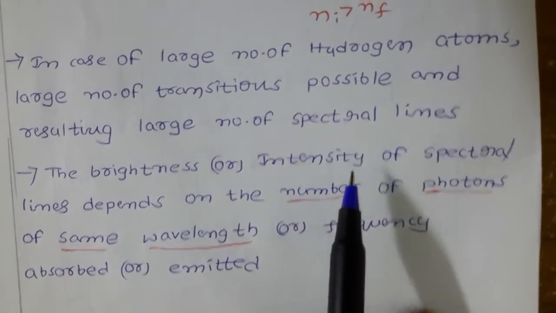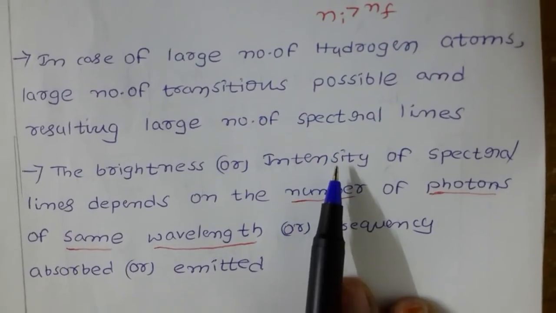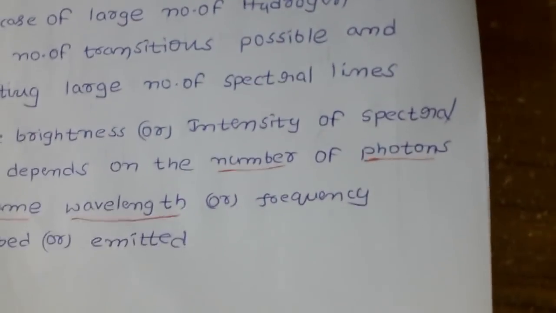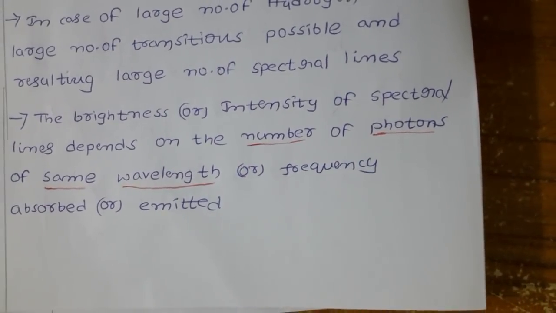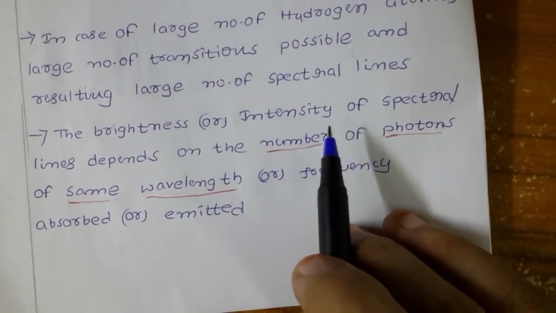Already in the previous video we discussed the definition of intensity. Intensity is the number of photons falling per unit surface area. So if more photons are falling, it indicates the intensity is more. That is what this point conveys.